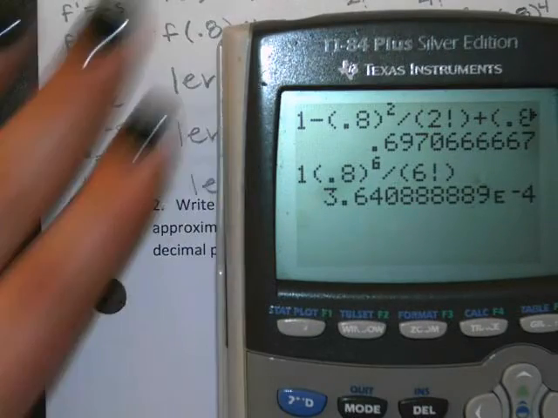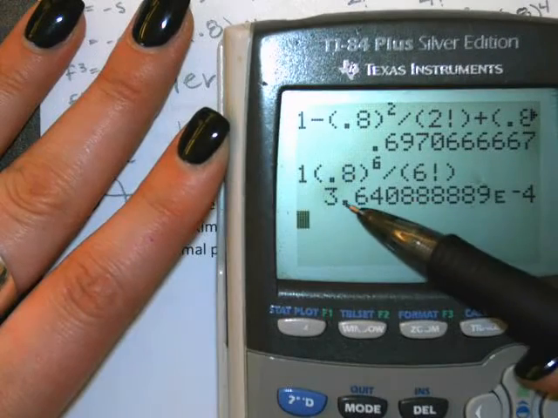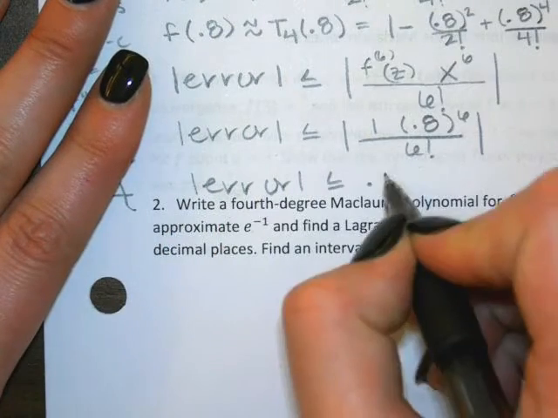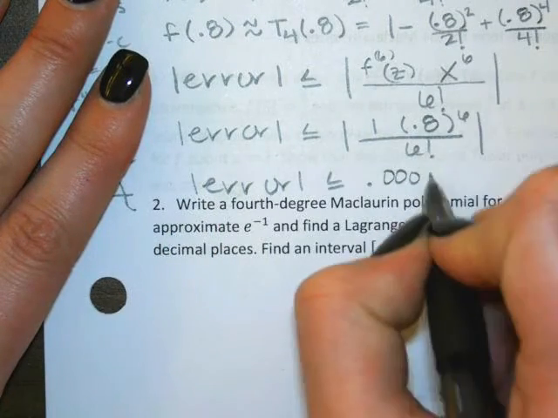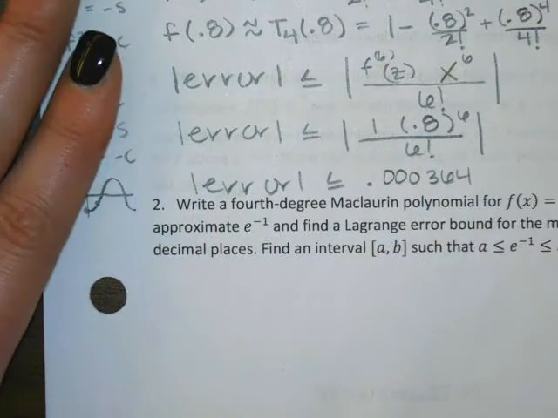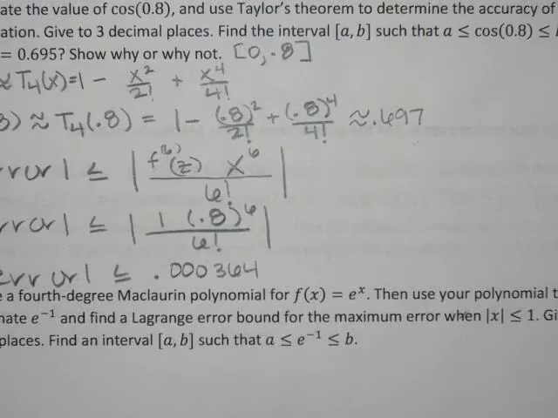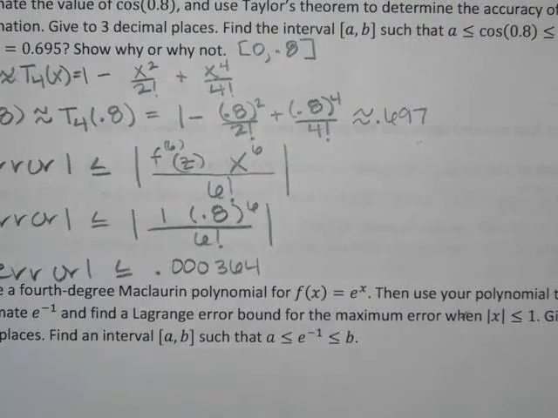Yeah, and it gave us, did it give you guys the E thing too? So this is telling me to take my decimal point and move it 4 places to the left. So I have 0.000364. Now in this case, I would not use just 3 decimal places because 0.000 is not beneficial to anyone, right? If we just say it's 0.000. Okay, so I'm going to go ahead and use a couple more.